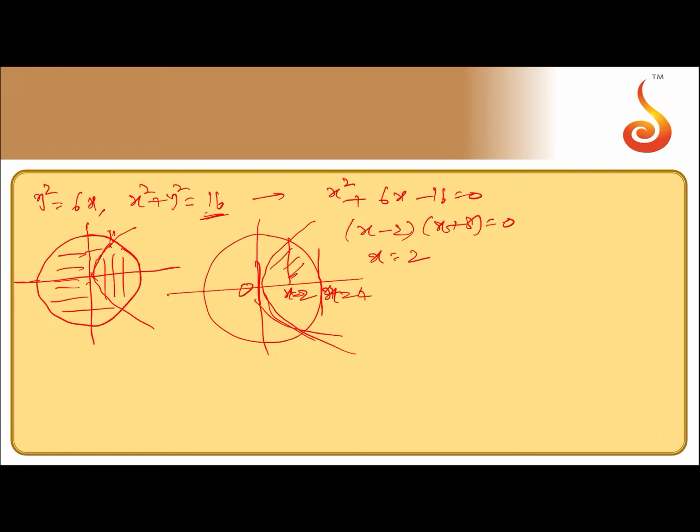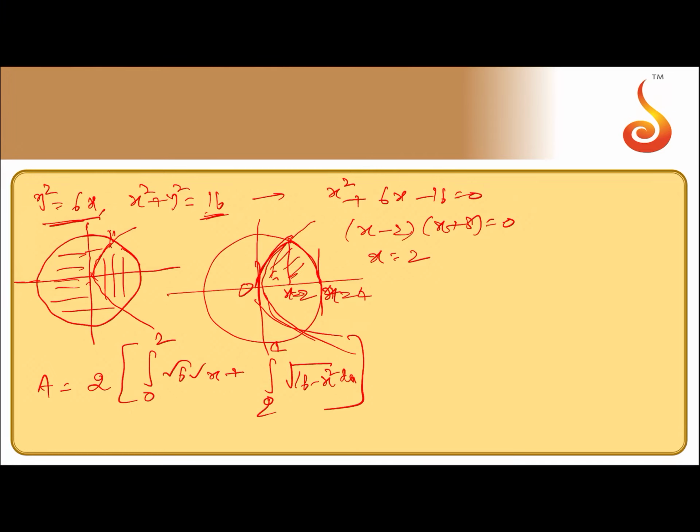And therefore, this is nothing but the region, area under this parabola, area under the circle. And therefore, the area is equal to twice. Total area is nothing but twice integration 0 to 2 under the parabola. Parabola is root 6 root x, plus under the circle is nothing but integration 2 to 4, 2 to 4 under root of 16 minus x square dx. And on simplifying this one, that is equal to root 6 multiplied by, it is twice. Later we multiply this one.